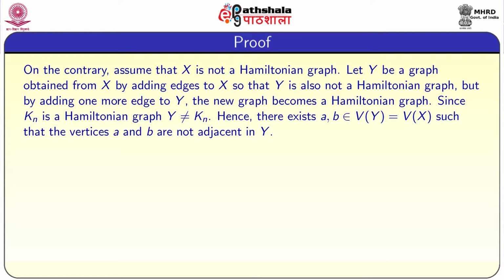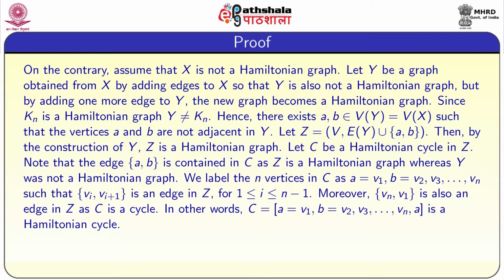So, this says that there are at least 2 vertices in y, which are also vertices of x, such that the vertices a and b are not adjacent in y. So automatically they are not adjacent in x also. Let z be a new graph constructed as z equal to V comma edge set E of y, all edges of y union ab, a new edge is added. Then by construction of y, z is a Hamiltonian graph. Let C be a Hamiltonian cycle in z.